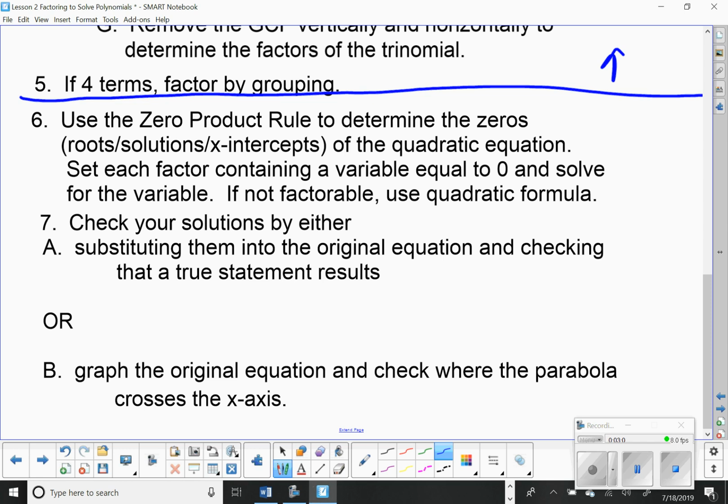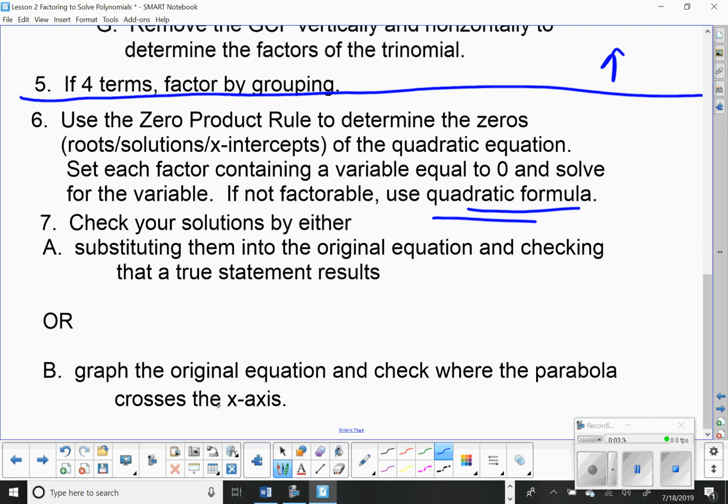Once you're all done factoring, this is all the factoring stuff, now you're going to use the zero product rule. That means that you set each factor that contains a variable equal to 0. And you look for the roots, solutions, x-intercepts of that quadratic equation. You set each factor containing a variable to 0 and solve for the variable. If it is not factorable, use the quadratic formula. Check your solutions by either substituting them into the original equation and checking that a true statement results, or graph the original equation and check where the parabola crosses the x-axis.